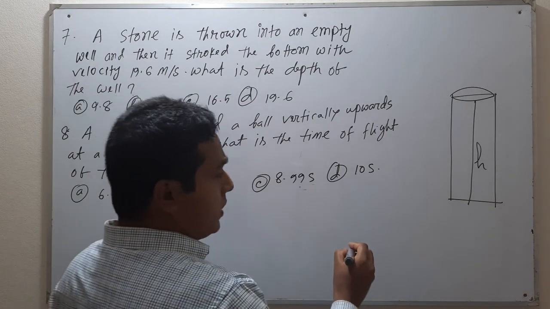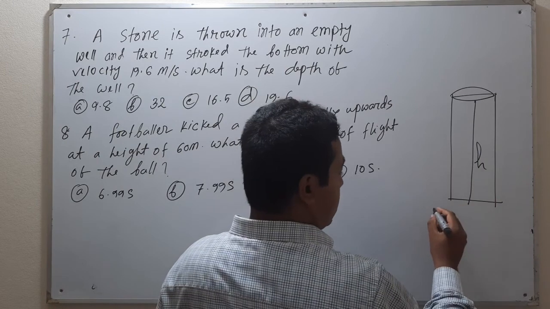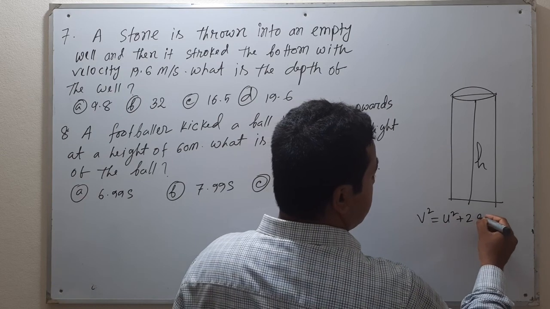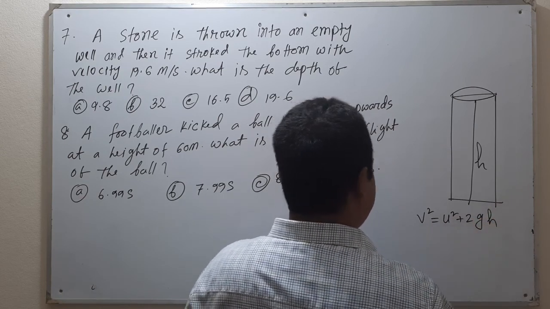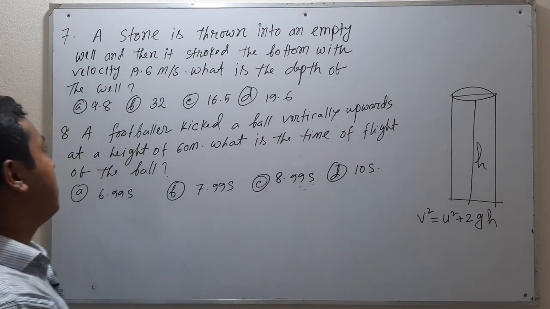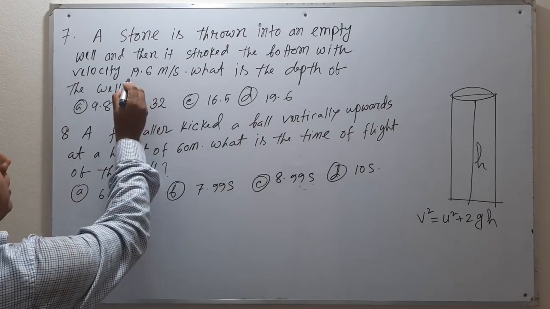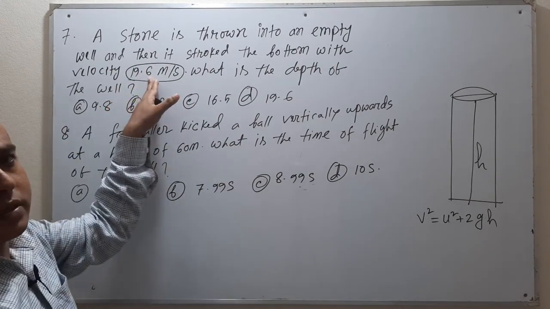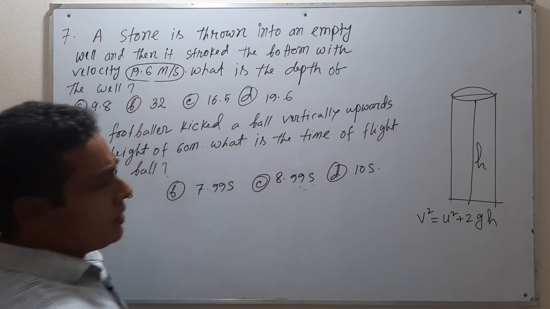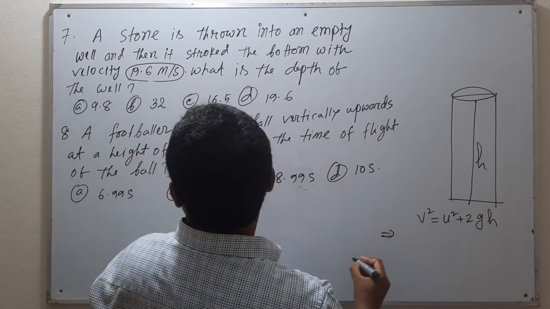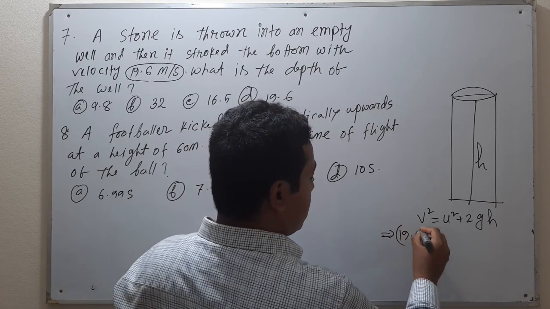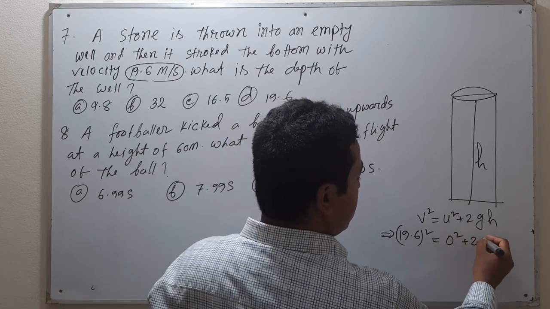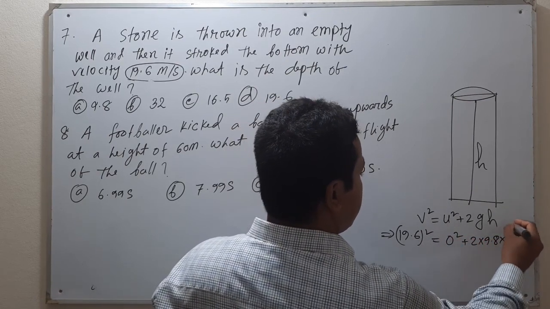Okay, so for this we can write v square is equal to u square plus 2gh. To apply this formula here, the velocity is 19.6 meter per second. This is the final velocity when it strikes the bottom. This is 19.6 whole square, but the initial velocity of this stone is 0. Plus 2 into 9.8 into h.